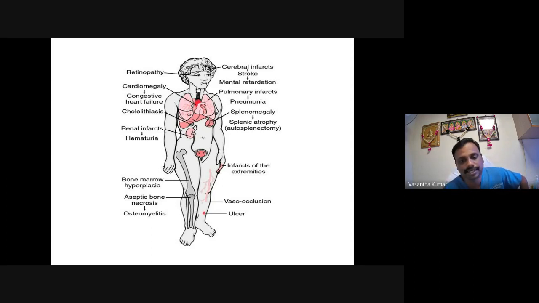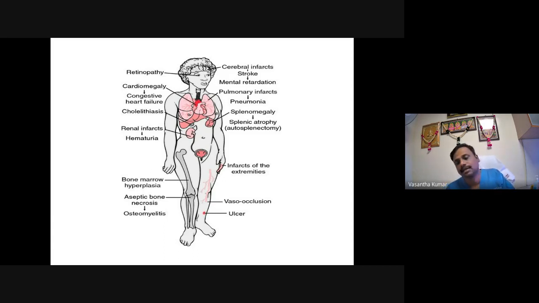And another thing is there will be sequestration and destruction. Sequestration means these unwanted or defective RBCs are sequestered in the spleen. So, that is the reason for splenomegaly in sickle cell anemia. Initially these patients will have a massive spleen. Eventually, because of vaso-occlusion, there is ischemia and eventually it causes infarction. So, the patients will have splenic atrophy. Patients will have initial splenomegaly followed by splenic atrophy, and autosplenectomy will occur.